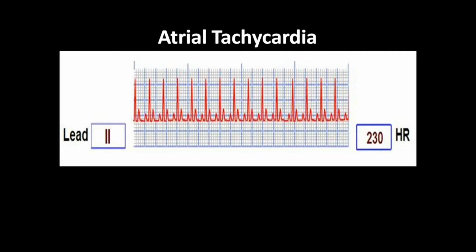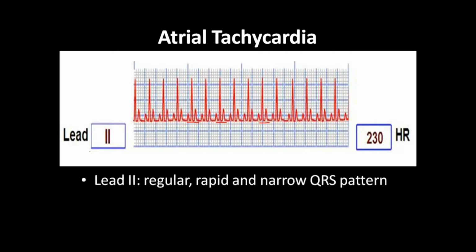But all these waves appear at a very short duration, less than 0.2 seconds. Within one big square, these complexes will appear. As you can calculate, it is appearing at a very short duration. So the waves will be regular, and a rapid, narrow QRS pattern is seen. It looks like all the needles have been kept upright. So this is a typical feature of atrial tachycardia.